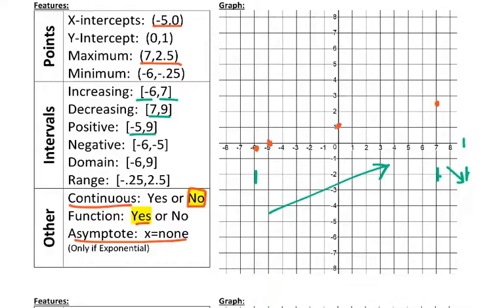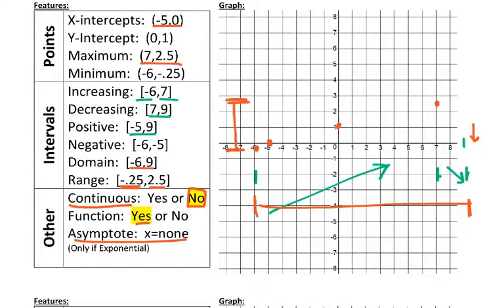It's positive from negative 5 to 9. So from negative 5 to 9, it's going to stay. So it's never going to cross the x-axis when it's coming down. Now the domain is negative 6 to 9, so it's never going to go beyond these 2 points. We'll see our graph within that whole area. The range is from negative 2.5 to 2.5, so it's never going to go below that or above here.